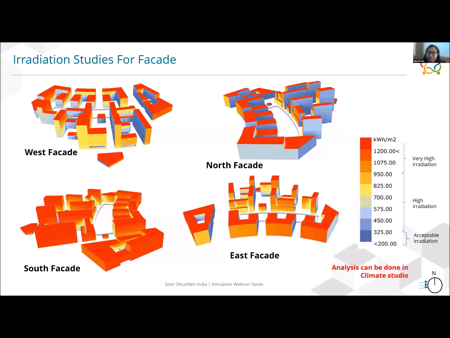Shading and envelope design is a very crucial part when we are designing for a net zero building or for the passive design aspect of it. This is the first study which we generally do. I think these studies can be done in Design Builder as well, PC. Correct me, right? Yes, you can.